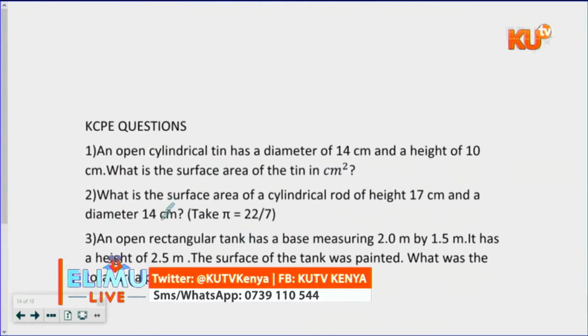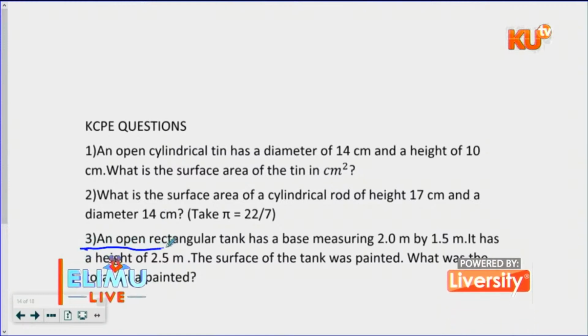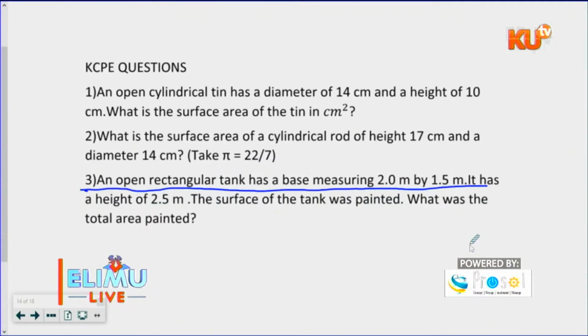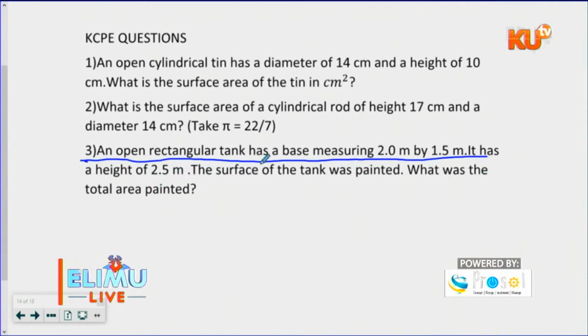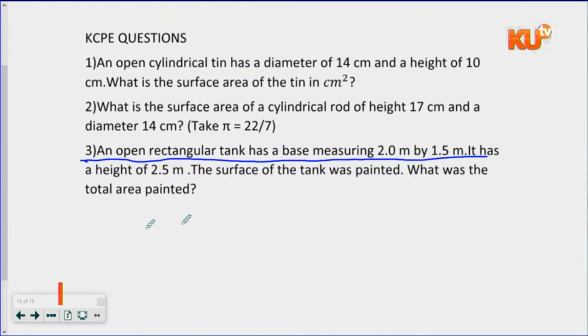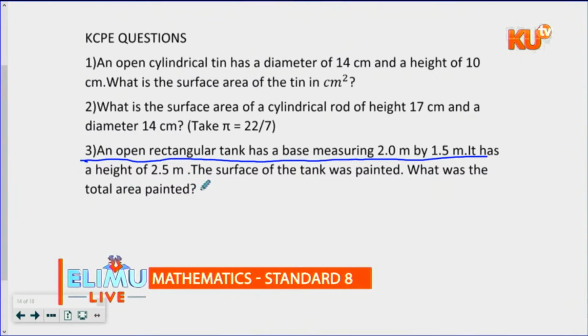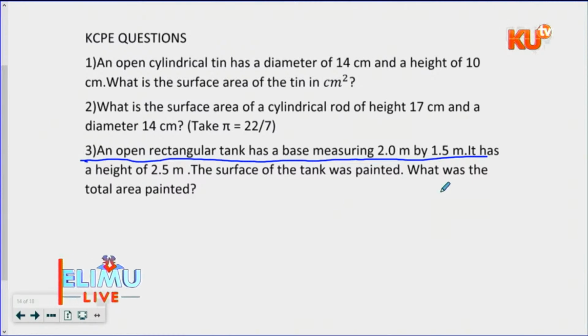Okay, so we have here one question, number 3 in this case. An open rectangular tank has a base measuring 2.0 meters by 1.5 meters. It has a height of 2.5 meters. The surface area of the tank was painted. What was the total area painted? This is the same as the question that we've been asked. How can we work out area of an open cuboid?